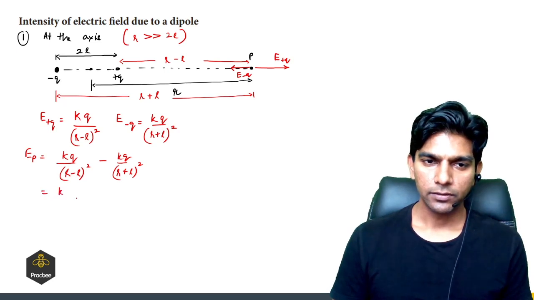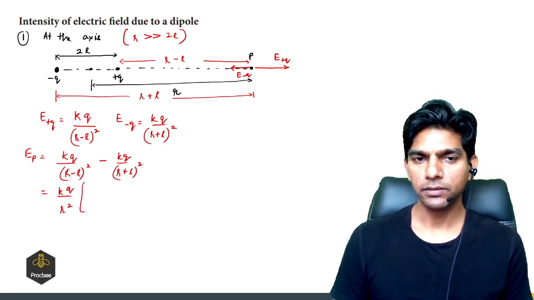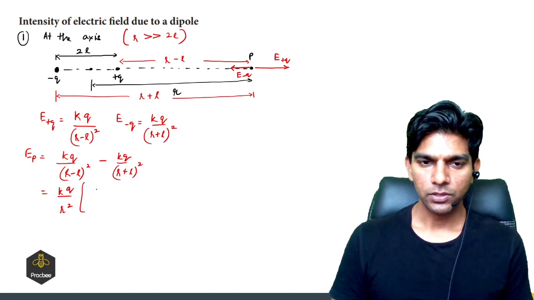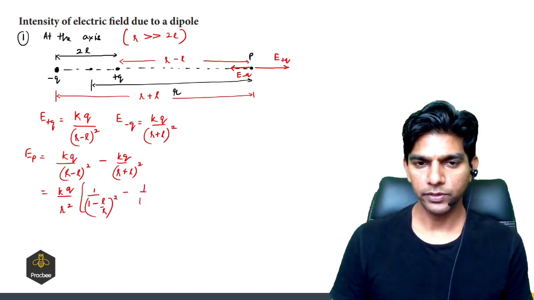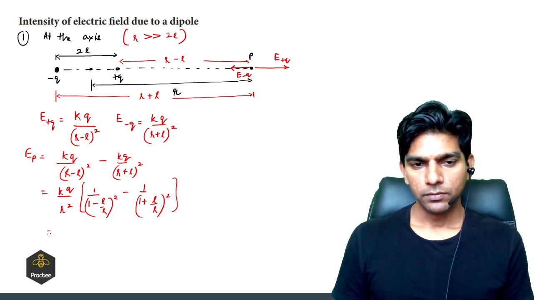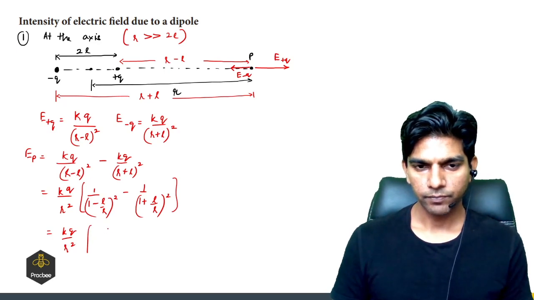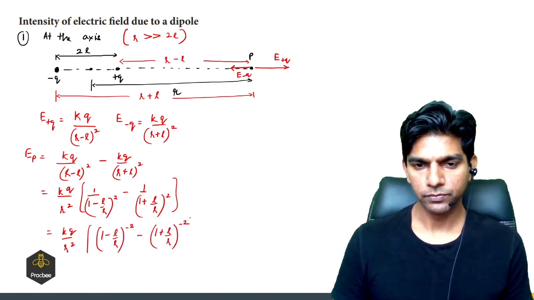If I take R as common in the denominator, we will have KQ by R square as common. So I have taken KQ by R square common in both the terms. So I will get 1 upon 1 minus L by R raised to power 2, minus 1 upon 1 plus L by R raised to power 2. And this can be written as KQ by R square times 1 minus L by R raised to power minus 2, minus 1 plus L by R raised to power minus 2.